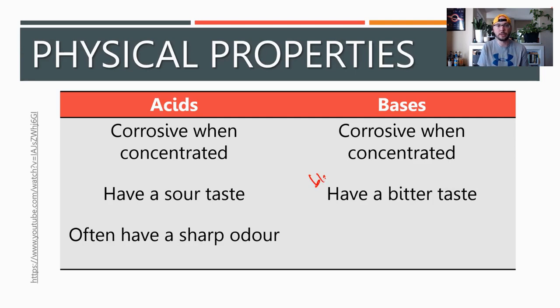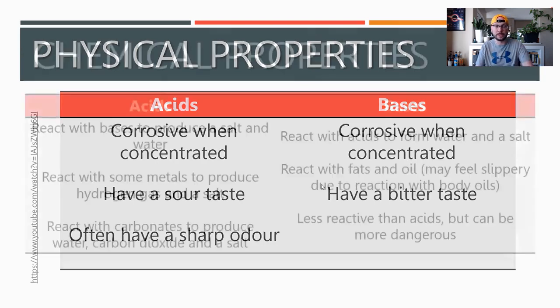And then bitter taste, we can think of this as being like black coffee. Okay, so substances that have a bitter taste, we can generally say that they're basic, while substances that have a sour taste, think lemon, we think of them as being acidic.